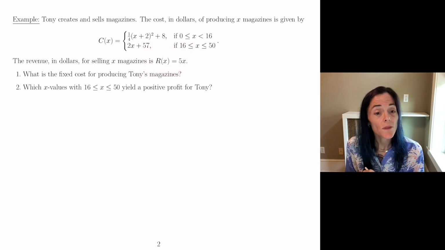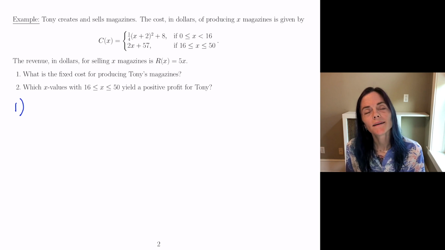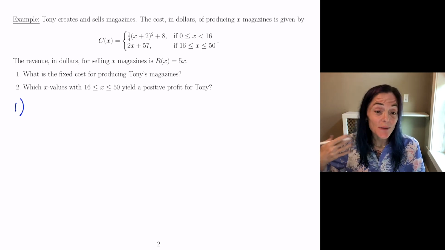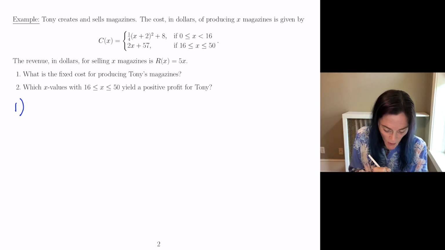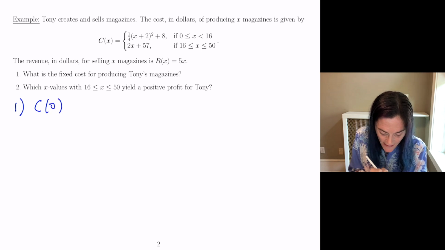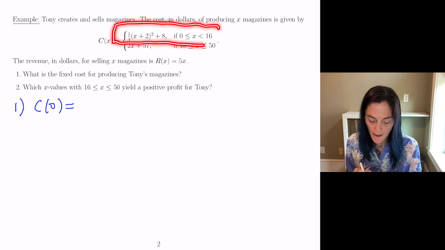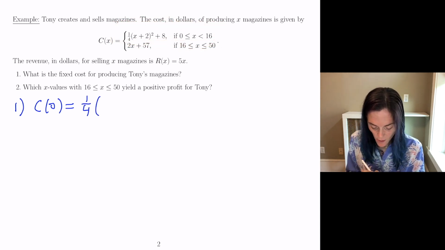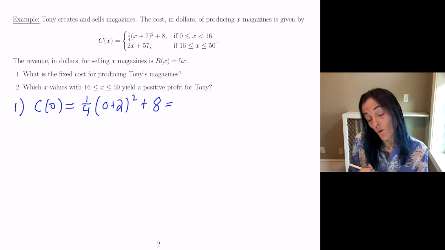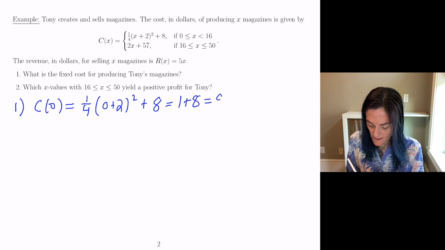Okay, now this first part, number 1, what is the fixed cost? Well, that would be the cost really to produce 0 magazines. That's just some fixed cost to get started in production. So in terms of this function, we evaluate at 0. Now we've practiced evaluating piecewise defined functions. 0 is in this interval, and so C of 0 is 1/4 times 0 plus 2 squared plus 8. You notice this is 4 times 1/4, which is 1, plus 8. So this is $9.